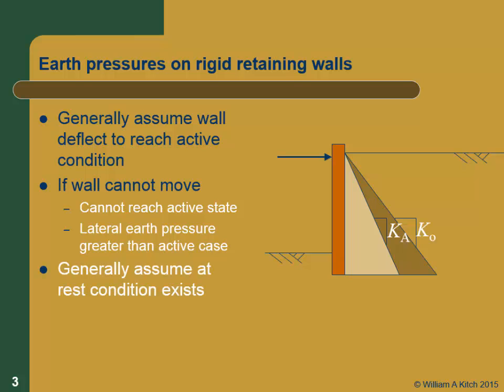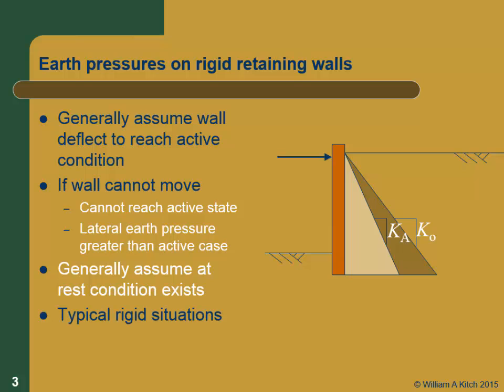Generally, if the wall is not moving, it's appropriate to assume that you have at-rest conditions and use K-naught for your design earth pressure. One of the things we're going to do next lesson is summarize all the theories we have and talk about what approaches you should take for design.